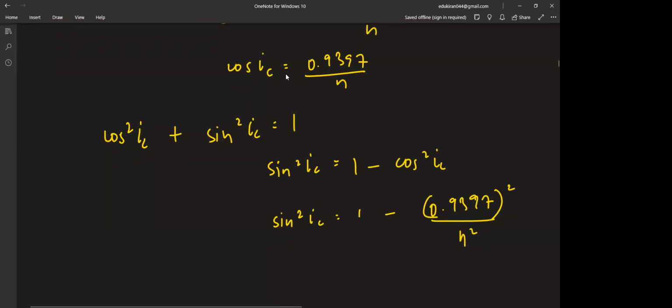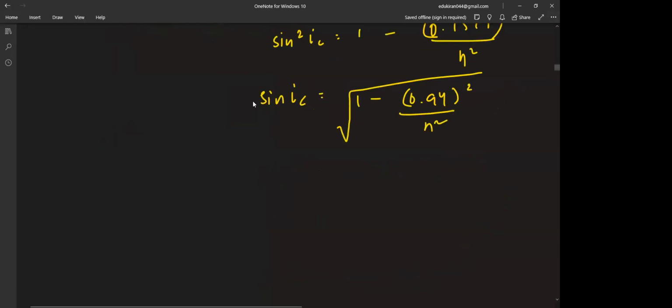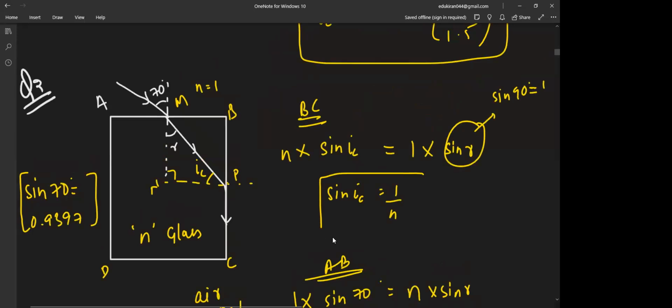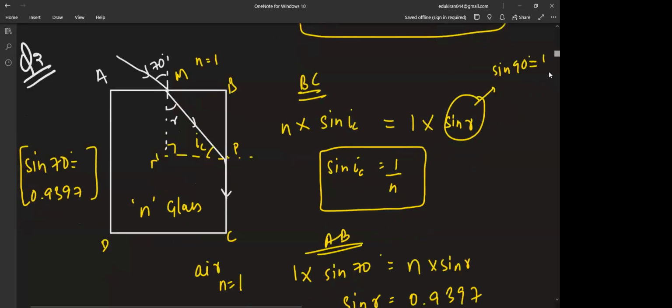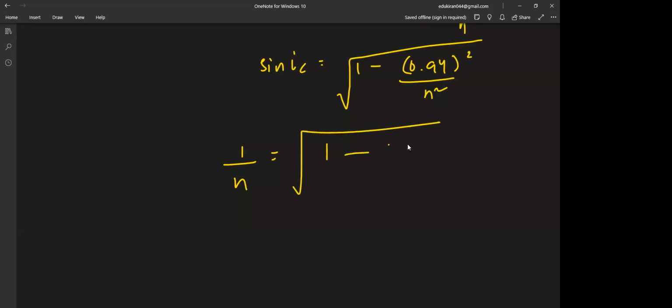Correct. Cos IC is this, so cos square IC will be the square of this. Now what is sine IC from this? Sine IC is equal to the square root of 1 minus 0.94 square by N square. Continuously we are writing the entire term. Fine, this is it. Now, what is sine IC? Remember, initially we calculated that sine IC is equal to 1 by N. And we have finally reached the point where sine IC is 1 by N, equal to the square root of 1 minus 0.94 square by N square.